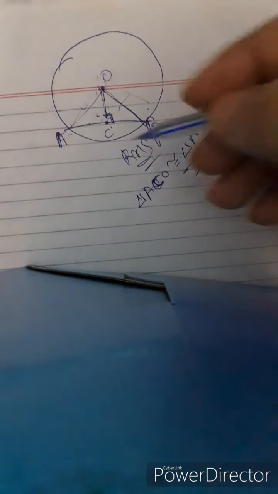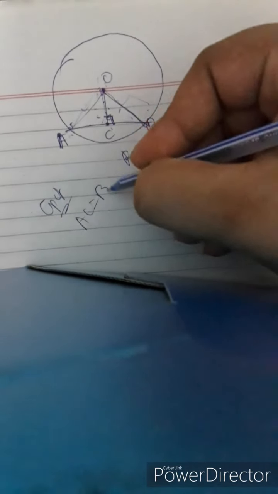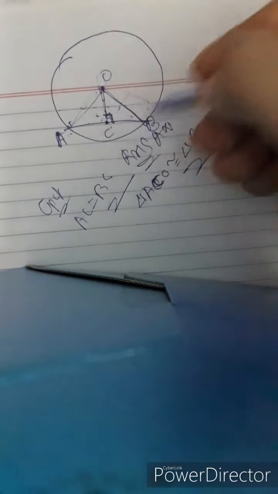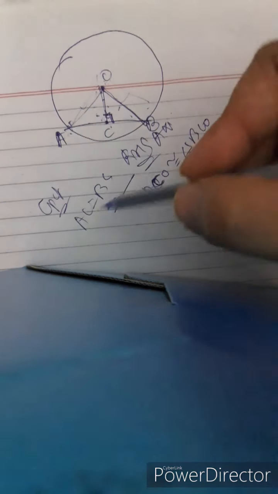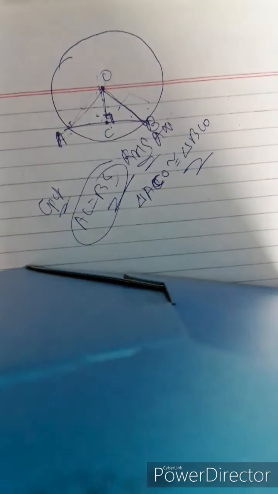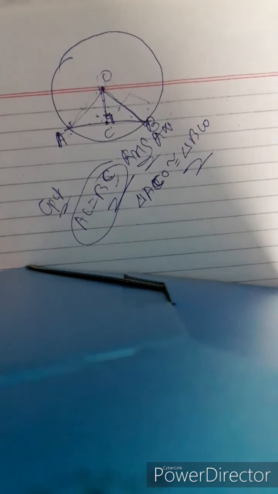After proving the congruency by CPCT, we conclude that AC equals BC. Hence it is proved that the straight line OC from the center bisects the chord. Since AC equals BC, the chord AB is bisected at C. I hope you got this. It's very simple, just the converse of the previous theorem.